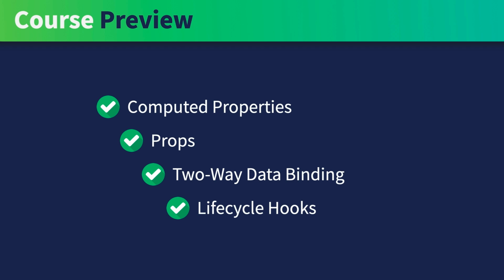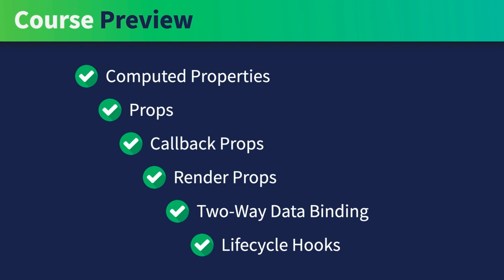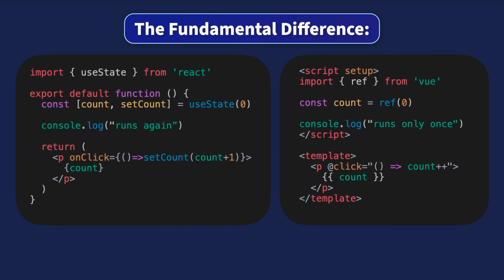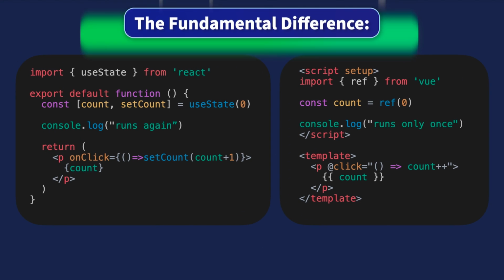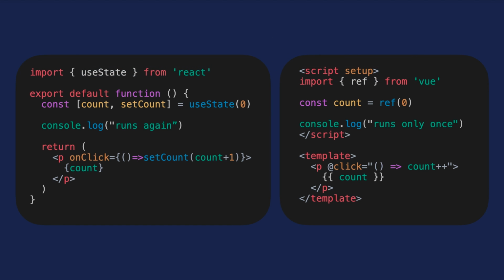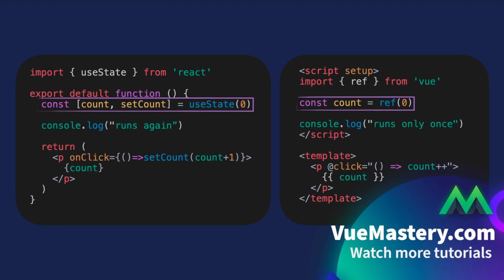Props will be explained in several different lessons because Vue.js has a very different way of handling callback props and render props, and they're called custom events and slot, respectively. But first, let's talk about the most fundamental difference between Vue and React, and that is the way they react to state changes. As you can see, Vue is using ref while React is using useState.